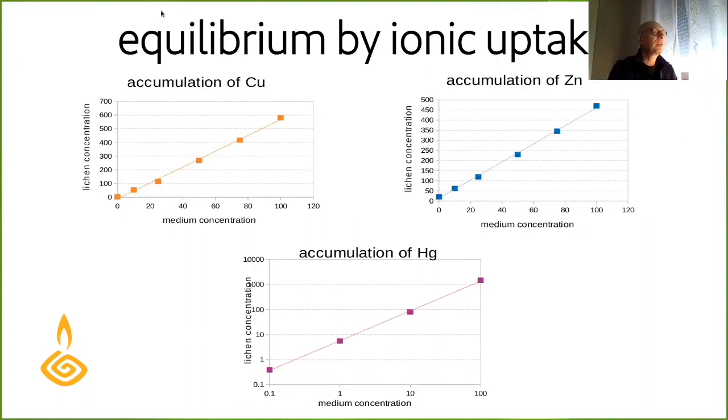When we do experiments of accumulation by soaking samples inside solutions with different known concentrations, you see that the correlation is fantastic for copper, zinc, but even for a very toxic metal like mercury. So when we soak lichens in different concentrations of these elements, we have a clear and nice correlation with the concentration. So lichens can really be used to indicate what is the uptake from the surrounding environment.